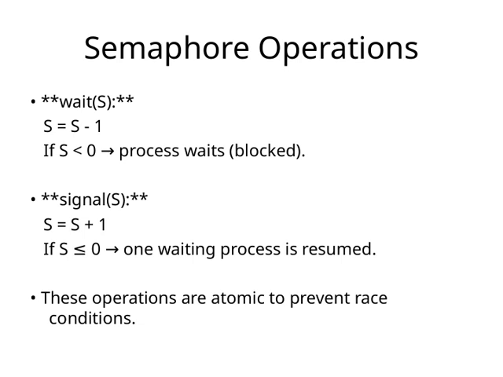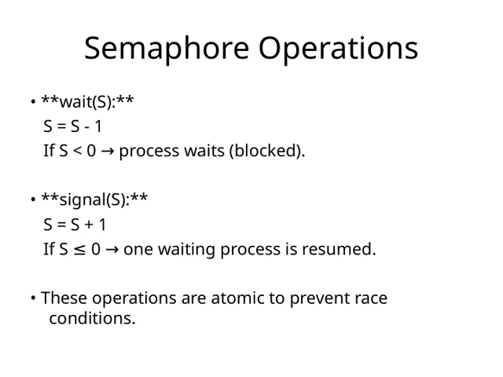Next, we have the signal operation, or signal(S). This one increases S by 1, so S becomes S + 1. And if after this increment S is less than or equal to 0, that indicates there's at least one process waiting for the resource. So in that case, one of the waiting processes is resumed or unblocked.